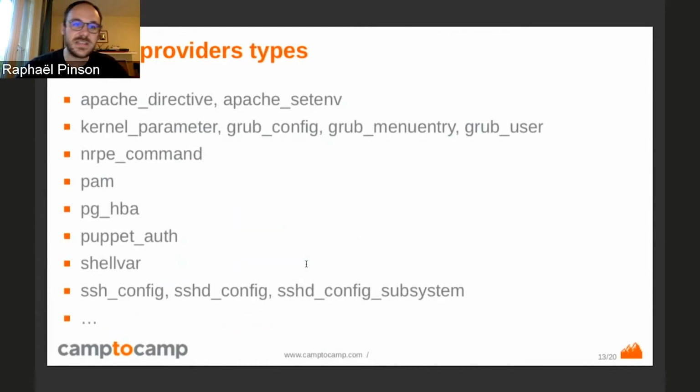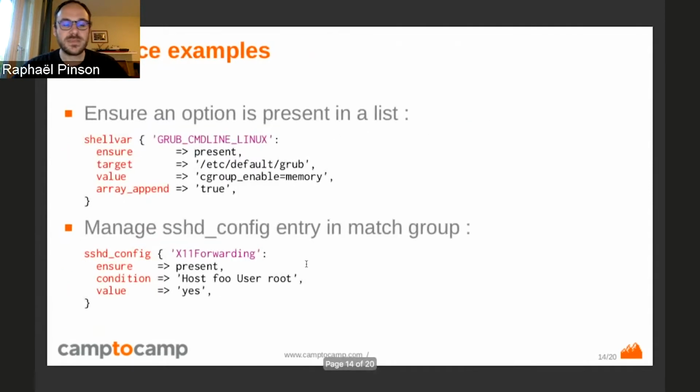There's lots of types that exist for Apache, for kernel parameter, for Grub, PAM, shellvar, SSH config, and so on. There are a few examples. You can use shellvar here so that the variable is present inside a target file with a specific value. Here, the array append is pretty cool, in that it will parse this value as an array of values, and it will make sure that this value exists without touching the others. If you didn't put this, then this would be the only value in the array. Same here with sshd_config, where you can actually manage even match groups inside the sshd_config by providing a condition.